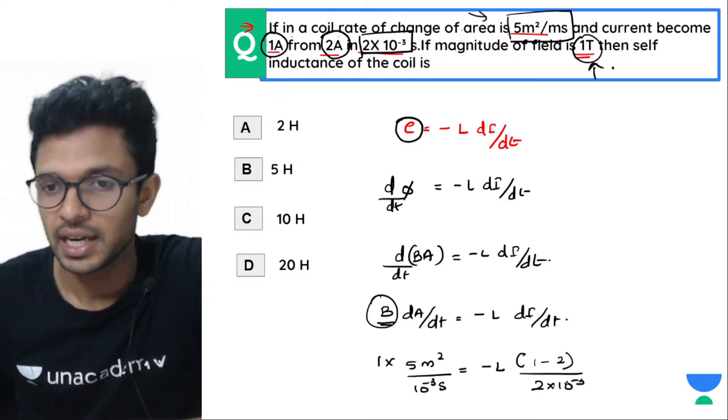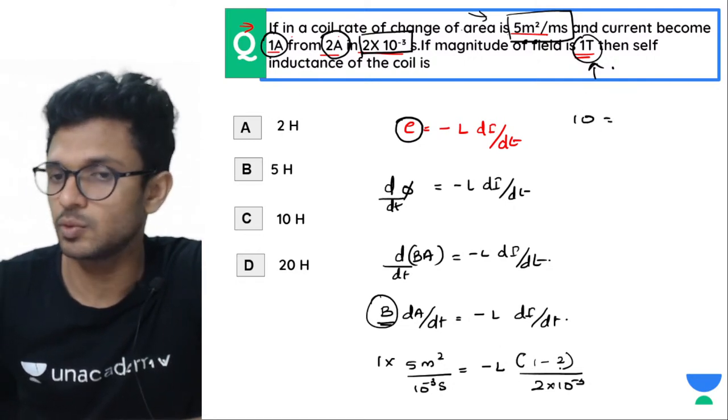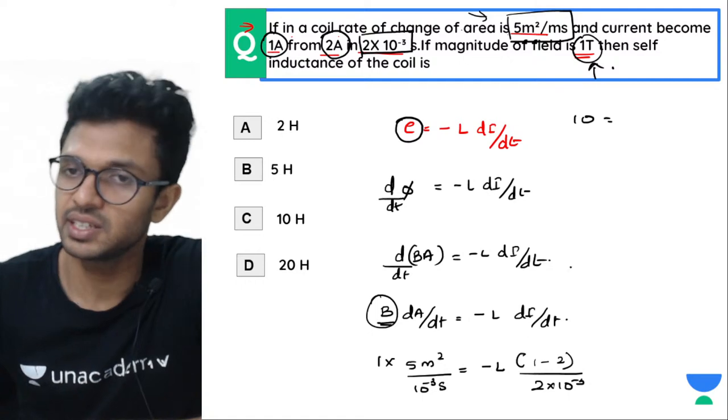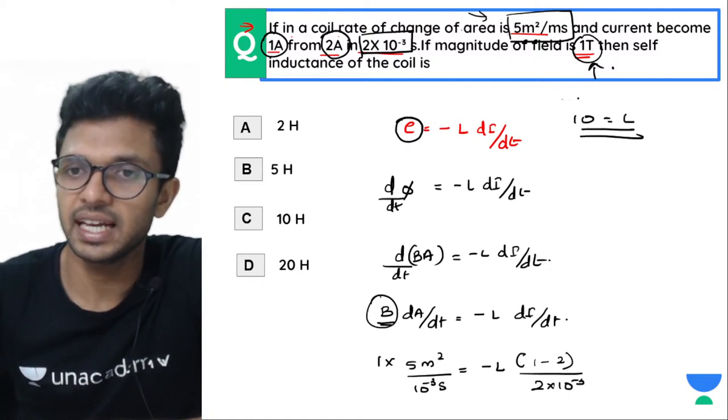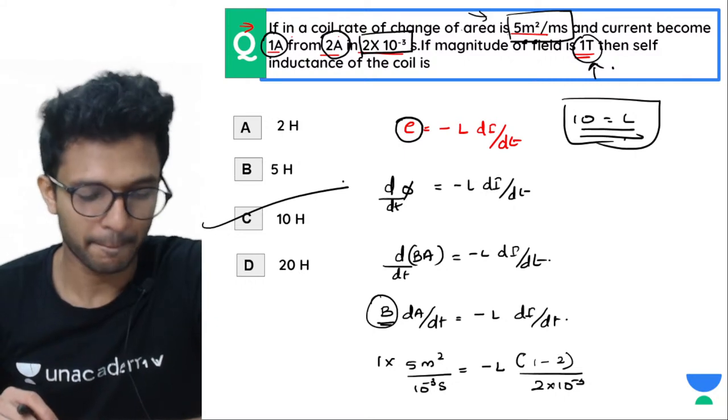The work is done. 10 power minus 3, 10 power minus 3 cancels. 5 into 2 is 10. Minus cancels. 1 minus 2 is minus 1, into minus, so it becomes plus. We got the value of L, 10. Option C. Answer B found.